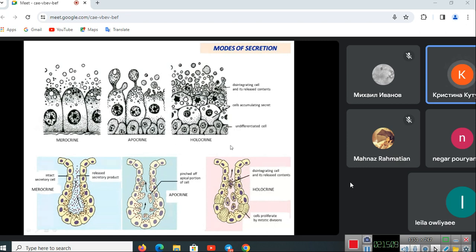And in the holocrine type of secretion, the cell is gradually filled with the secretion, then the nucleus and organelles degenerate, and finally the whole cell is broken down and becomes the secretion itself. The example of the holocrine type gland is the sebaceous gland, which produces sebum, lipids in our skin.